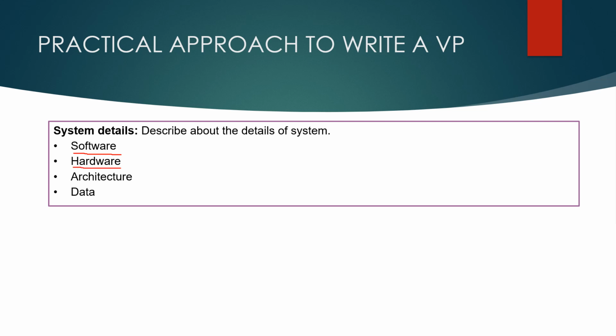Next one is the hardware. Here we need to define the instrument or equipment name and the model number of that instrument or equipment. Next one is the architecture. Here we need to define the architecture of the system, that is, how the hardware will connect to the installed software PC. And next one is the data. Here we need to define how the data will be generated and transferred to the server system. If the system is standalone, then how the data backup will be done. Such kind of things we need to define in the system details.